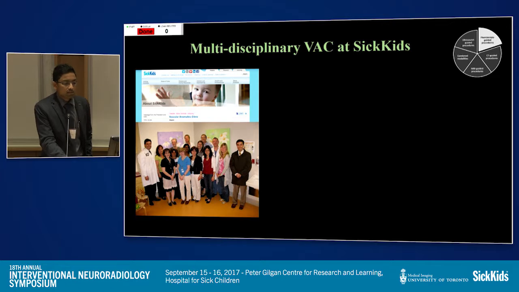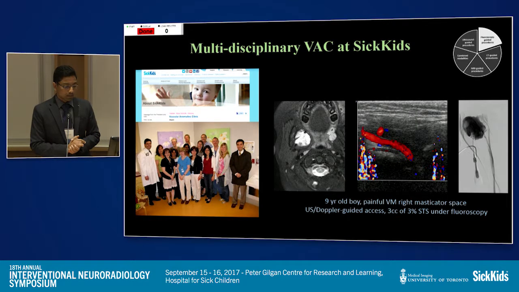This is our multidisciplinary, multi-professional vascular anomaly center here at SickKids, and along with our colleagues, we see a variety of vascular malformations and tumors, and a lot of them obviously are in the head and neck, like in this 9-year-old boy with a painful masticator space slow flow venous malformation, intricately associated with the internal maxillary artery, both of which are beautifully depicted by the Doppler ultrasound used to get access, fluoroscopy used to inject 3% sodium tetradecyl sulfate. And these patients often require 2, 3, or more sessions according to symptomatic response.